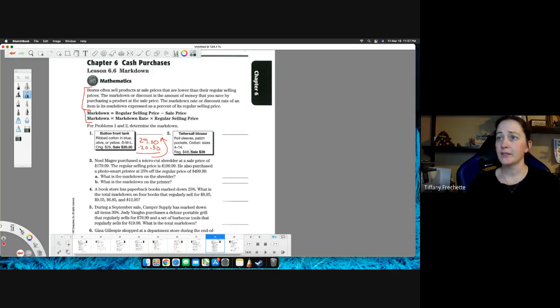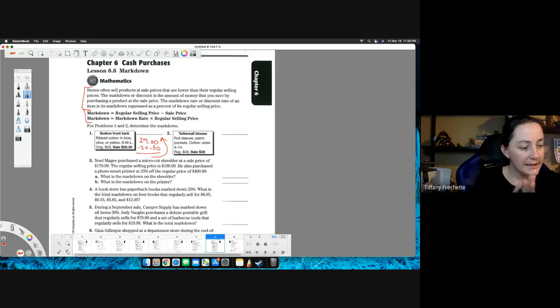Same idea for this Tattersall blouse, I think. Hopefully that's how you say that, Tattersall. So they're giving you too much information here. You don't necessarily need to know what the item is or the description. It's just kind of nice to have some context, background to it there. All right, so let's look at the next one here.